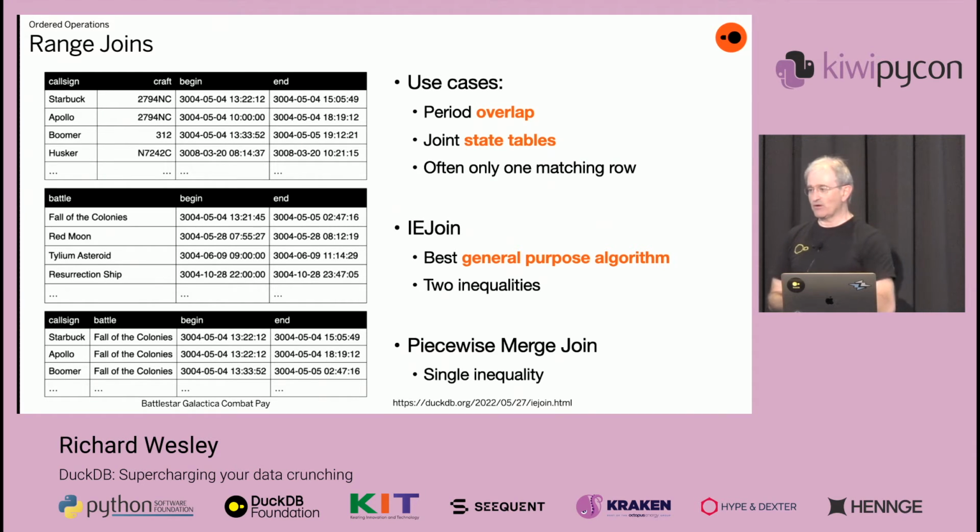This example over on the left is taken from Battlestar Galactica: the difference between when someone is on patrol and when a battle starts. How do you compute combat? The table shows the intersection join produced by it. We have two different inequality joins optimized for one or two or more inequality conditions. It's just another way we're trying to get an ordered processing system for making everyone's life easier.